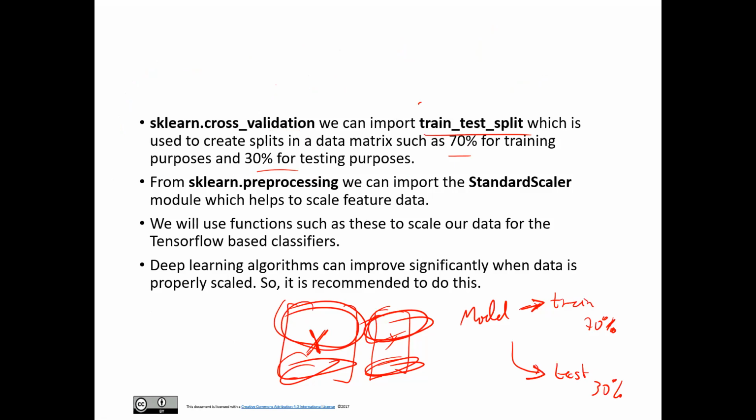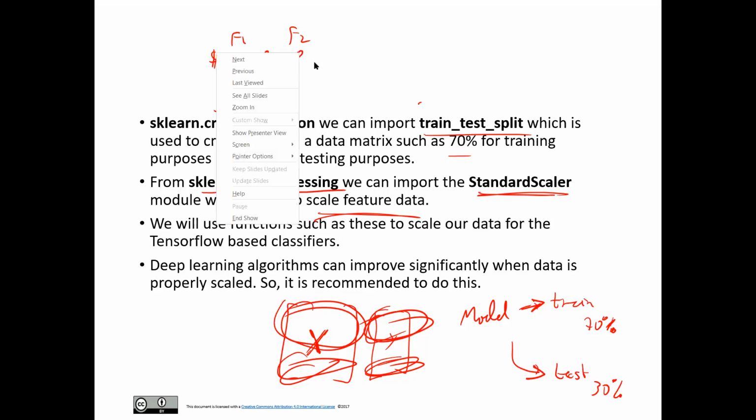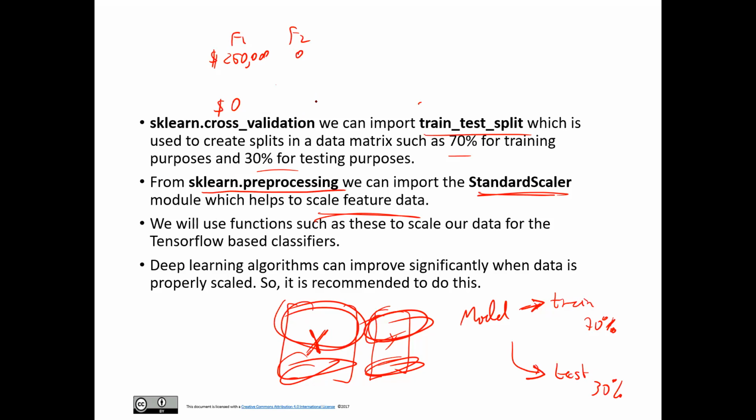Another thing that you'll see that I will do is using something called the standard scaler, which is something that you do to scale the features in the data. So what do I mean by that? Let's say that I have feature 1 and feature 2. Feature 1 is the price of your house, and it goes from 250,000 to, let's say, 0 if you don't own a house, right? Whereas your age would go from 0, if you haven't been born yet, or a baby, to 100 years old, for instance, right?